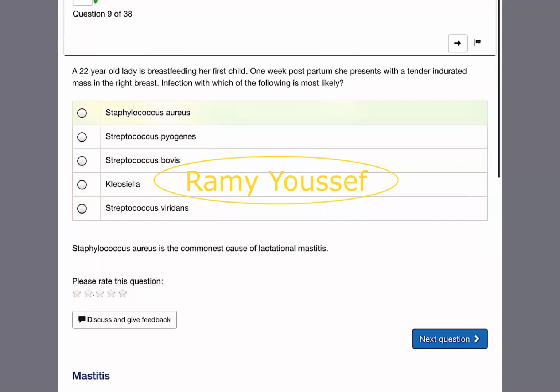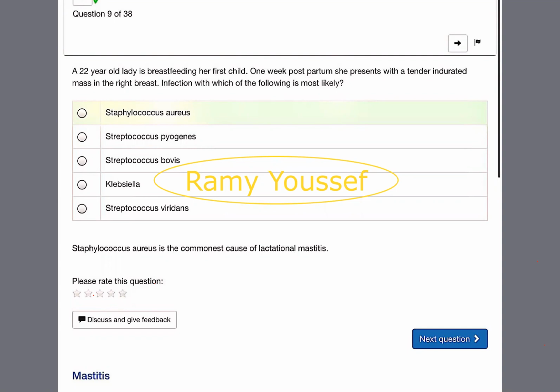Still, we have Staph epidermidis, associated with plastic instruments and devices.